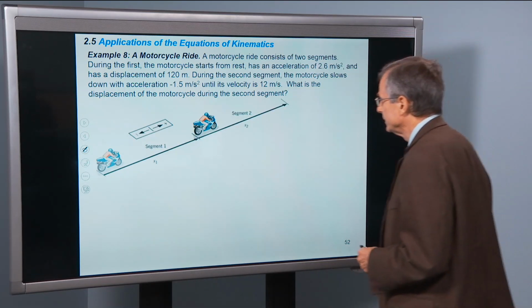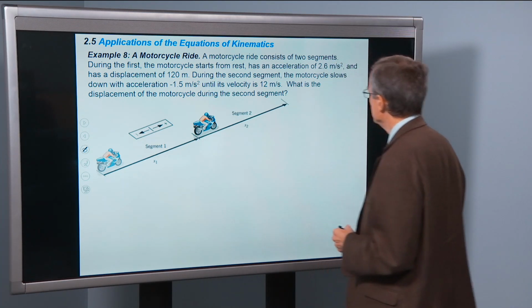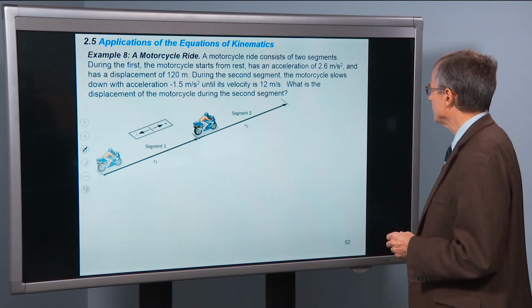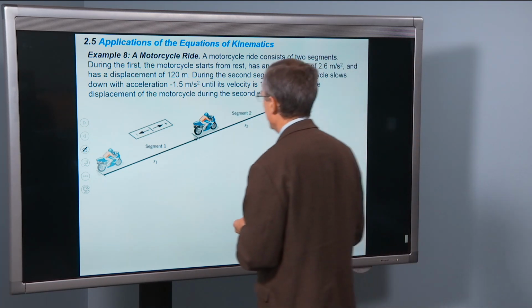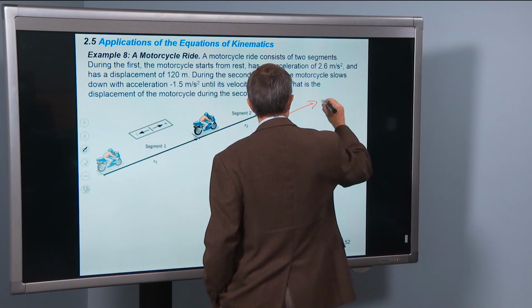One more example. A motorcycle ride consists of two segments. During the first, the motorcycle starts from rest and has an acceleration of 2.6 meters per second squared. So he's going to accelerate. Let's take this to be the x direction.